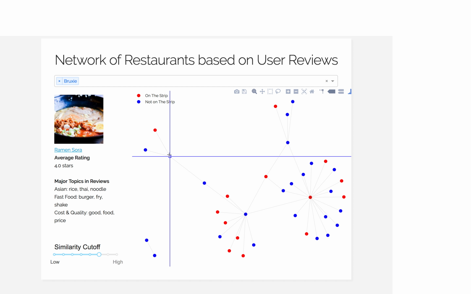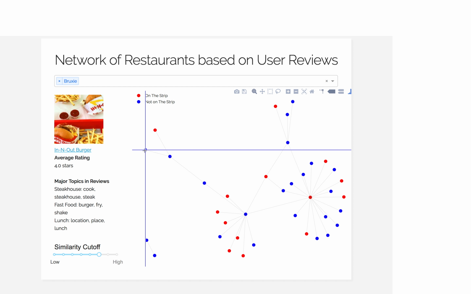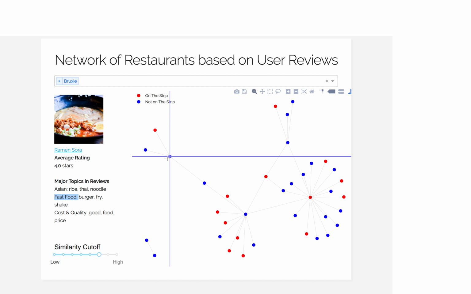What we can take out of this is, for example, a restaurant named Ramen Soda. If you look at it, the major topics that came up in their reviews are fast food and Asian. If you look at another node, In-N-Out Burger, at a high similarity cutoff, that means these two restaurants are supposed to be similar, and it turns out they are, because one of the important topics for In-N-Out Burger is fast food too. So this tells us that restaurants which are connected to each other are probably very similar in nature. Sometimes this is not as explicit as we see here.